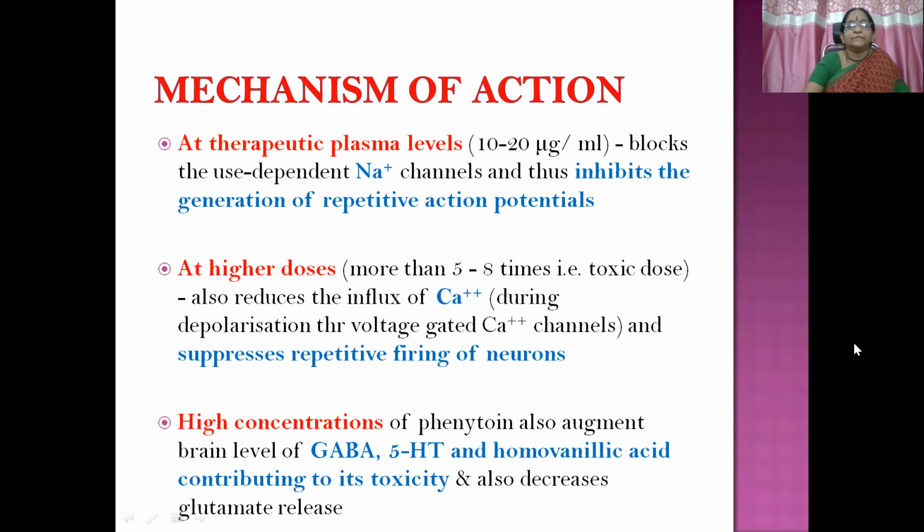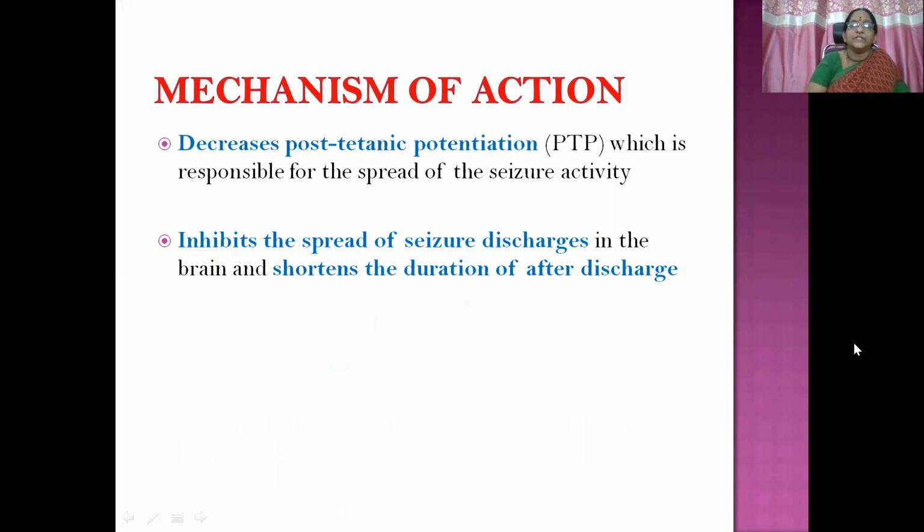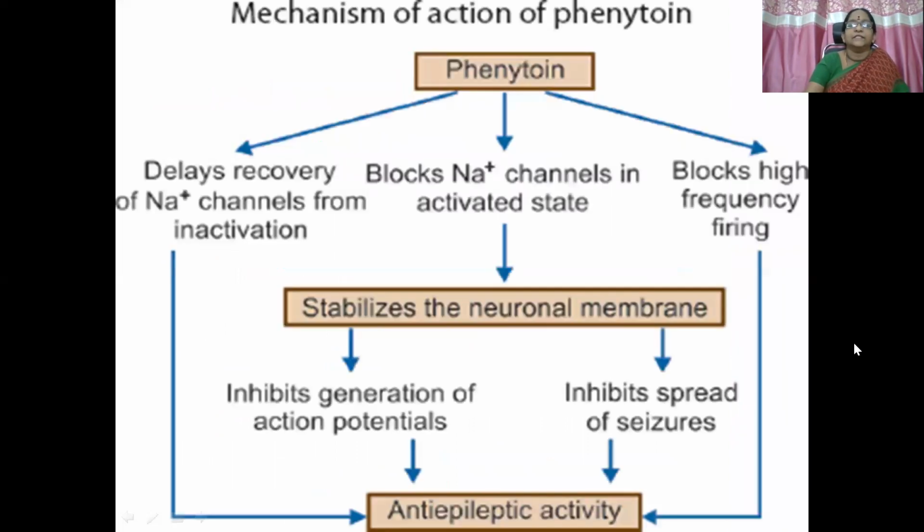Number one, at therapeutic level, inhibition of action potential generation; at higher doses, repetitive firing is inhibited; at high concentrations, other neurotransmitters are enhanced, and glutamate decreased; post-tetanic potentiation and spread of seizure discharge are inhibited. So you can see delayed recovery of sodium channels from inactivation, blockade in the activated state, and blocking of high-frequency firing through calcium channel blockade. So this is neuronal membrane stabilization, inhibition of generation of action potentials, and inhibition of spread of seizures combined together, giving rise to anti-epileptic activity.